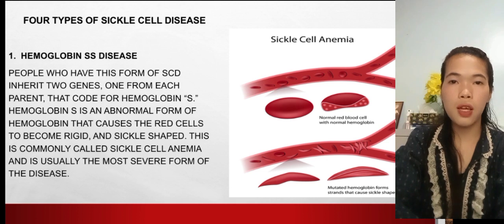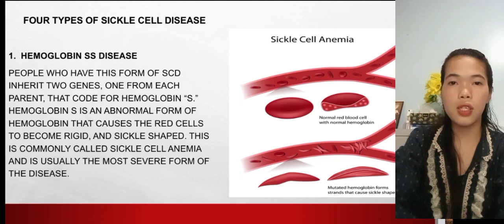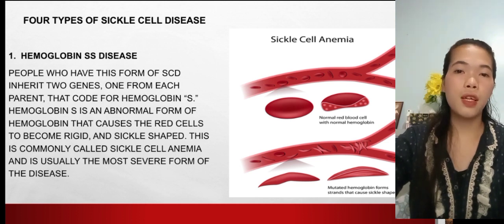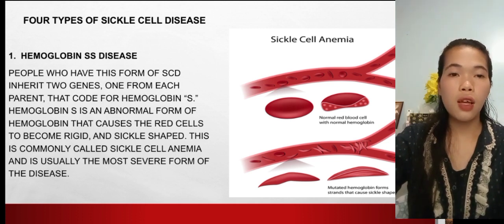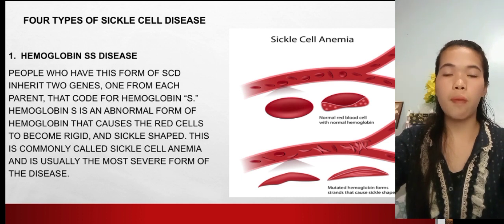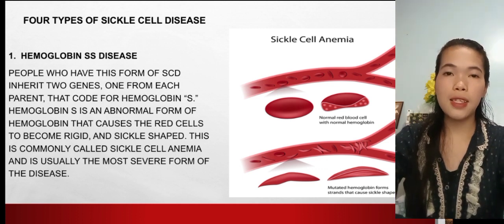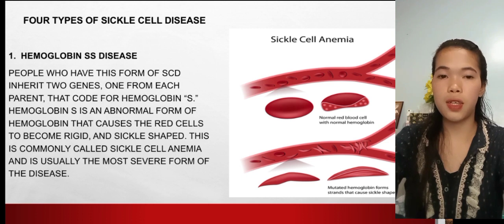The first one is hemoglobin SS, or sickle cell disease. People who have this form of sickle cell disease inherit two genes, one from each parent, that code for hemoglobin S. Hemoglobin S is an abnormal form of hemoglobin that causes the red blood cells to become rigid and sickle-shaped. This is commonly called sickle cell anemia and is usually the most severe form of the disease.